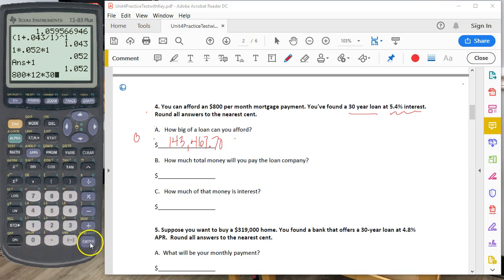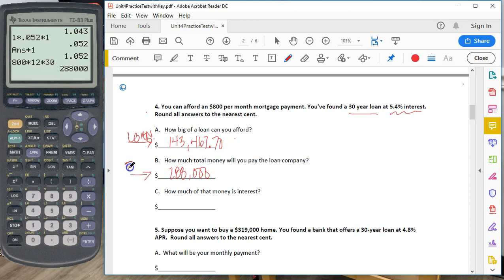So after all said and done, I will have paid them $288,000, right? That's a big difference. So how much is interest? Well, this was the loan. Oh, handy little O in there. This is how much I paid. The difference between the loan and what I paid is the interest.